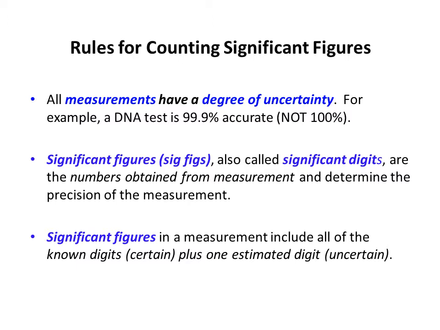Significant figures, which I will probably refer to as Sig Figs, also known as significant digits, are the numbers we obtain from measurement, and they determine the precision of the measurement that is made. Significant figures in a measurement include all of the known digits, and those digits are certain, plus one estimated digit, which is uncertain, and is typically the last digit in the measurement.